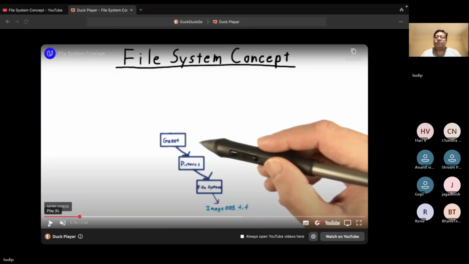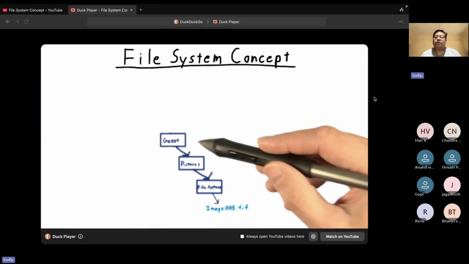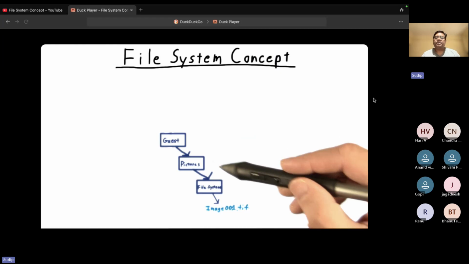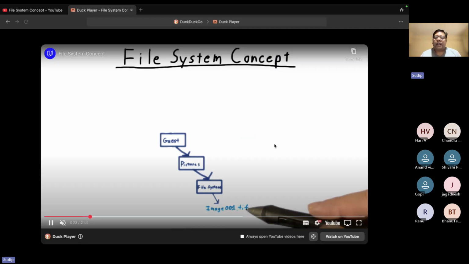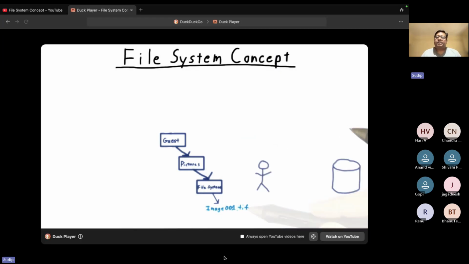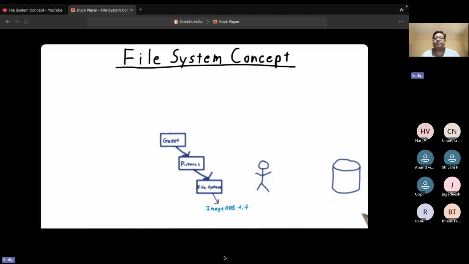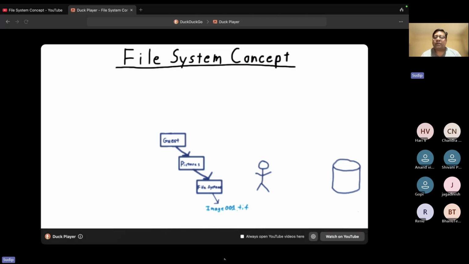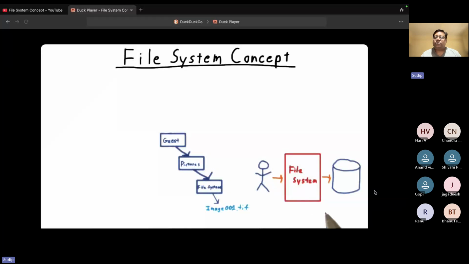So here we are seeing a video on how a file system works. Okay. So we have, let us say, this image called TIFF. Now this image is actually stored on your laptop or desktop as a file called, let's say, image1.tiff, which is an image format, right? And a user is coming and he is storing that file onto your hard disk through a file system, right?